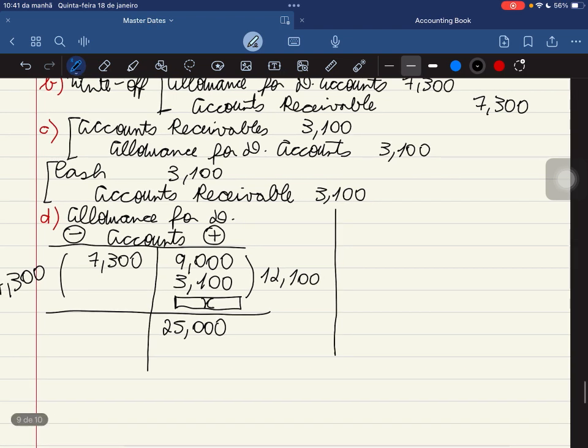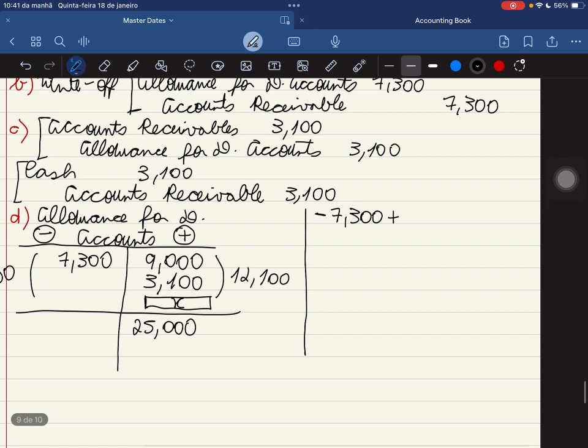So what I like to do is to use some algebra here. This side is the negative side. It is the debit side. So we're going to have minus 7,300 plus everything that is on the credit side, which in this case is a positive. You could add 9,000 and 3,100, but since I already added them up, I'm just going to say 12,100 plus X, of course, which is what I'm trying to figure out, equals 25,000.